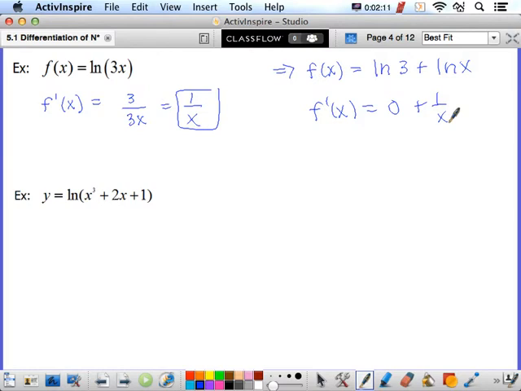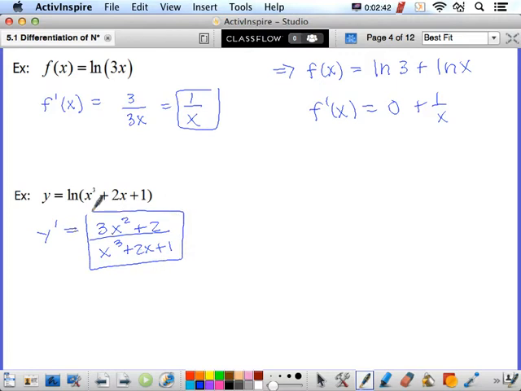Let's take a look at this one. Y equals the natural log of x cubed plus 2x plus 1. So if we want to take the derivative, we simply take the derivative of what follows the logarithm. So that would be what? 3x squared plus 2. And stack it over what's after the log. It's pretty easy. Most people don't mind these at all.